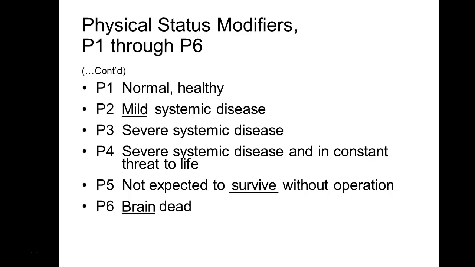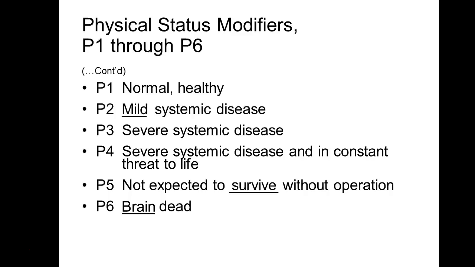Now, P3, severe systemic diseases, are one of two things. They are either chronic conditions that are uncontrolled, like uncontrolled diabetes, uncontrolled asthma, uncontrolled hypertension, or severe systemic diseases that could possibly endanger the patient. Think congestive heart failure, COPD for our chronic obstructive pulmonary disorders, much more severe disorders.